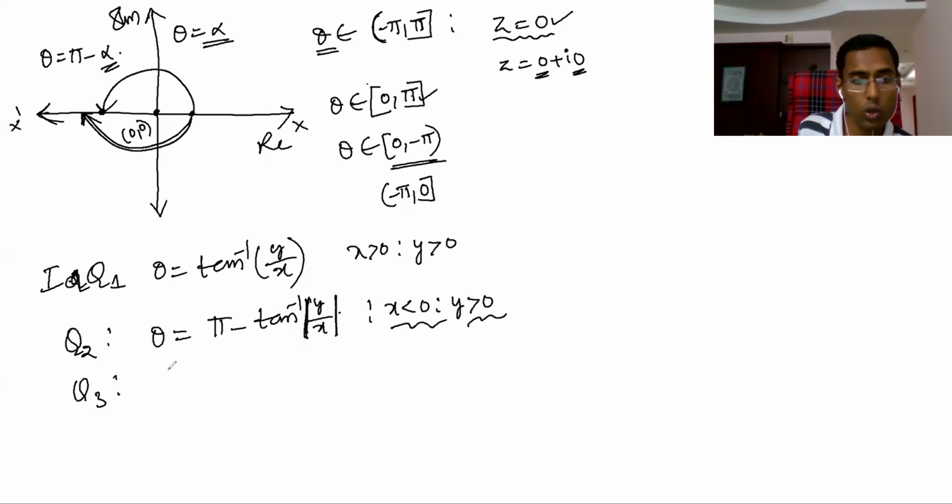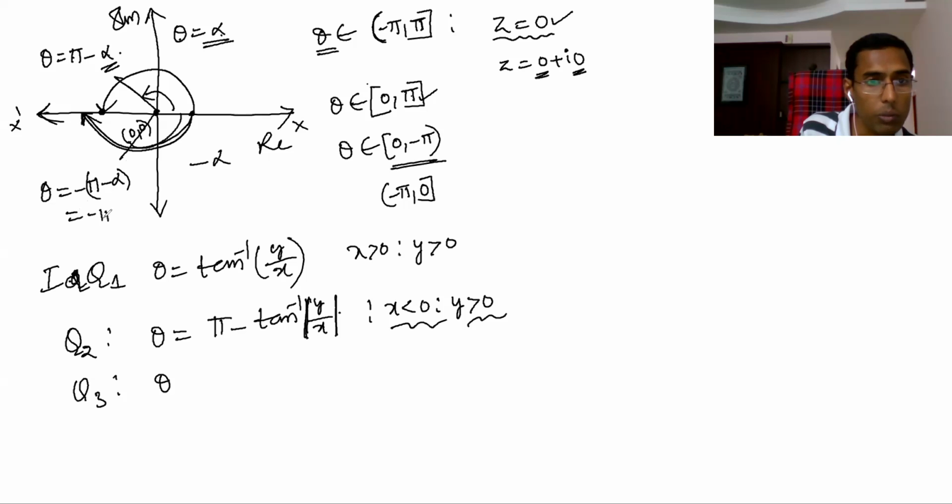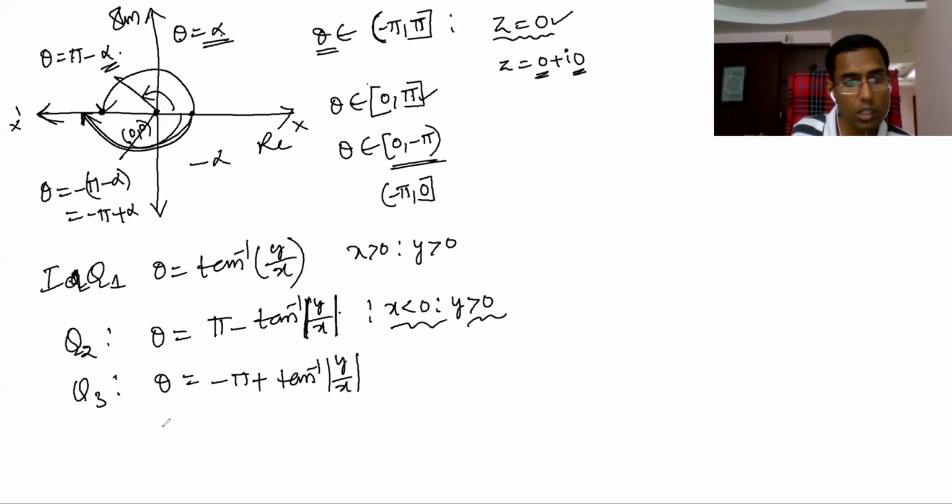When it is the third quadrant, theta equal to, see, if this is alpha, this is minus alpha. If this is pi minus alpha, say this is 135, then the opposite is minus 135. So theta equals minus pi minus of pi minus alpha, that is minus pi plus alpha. Try to understand that: minus pi plus tan inverse mod y by x. If theta is in the fourth quadrant, then minus tan inverse of mod y by x.